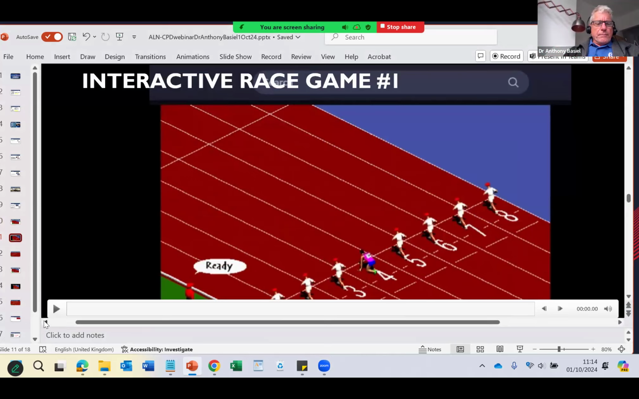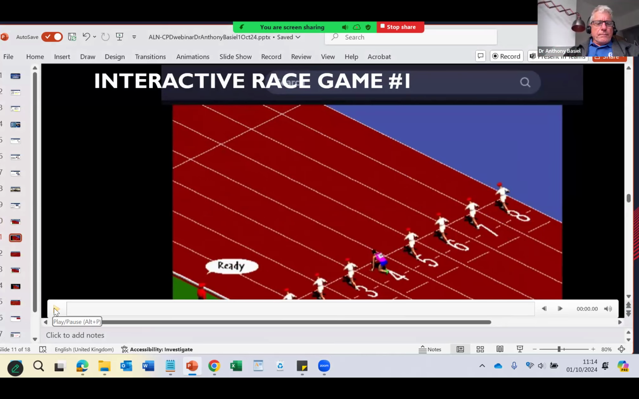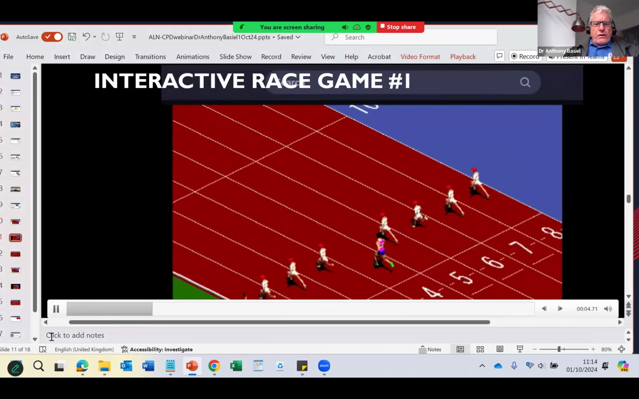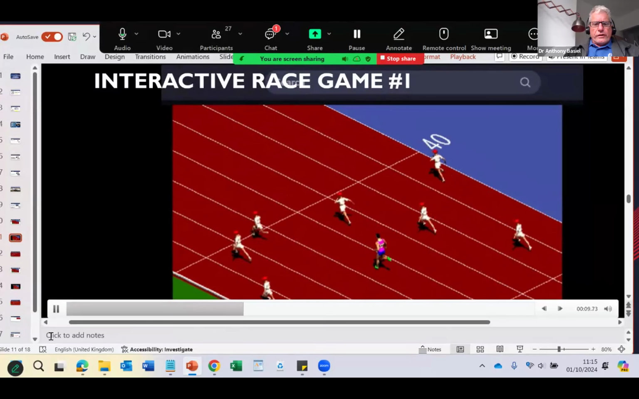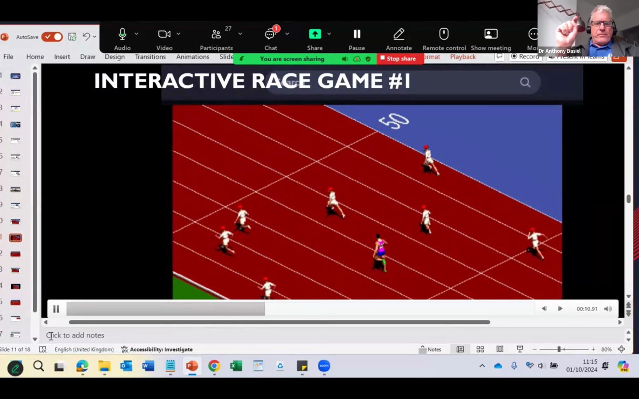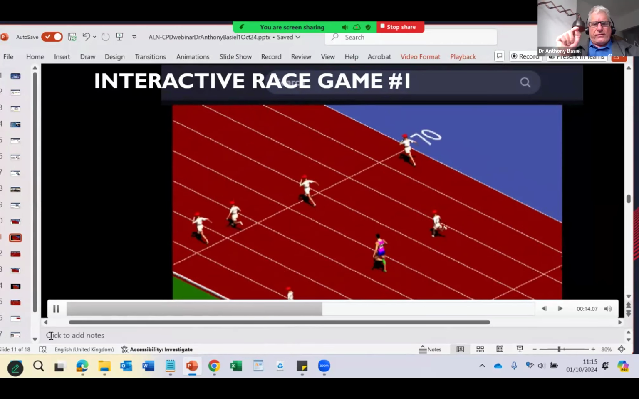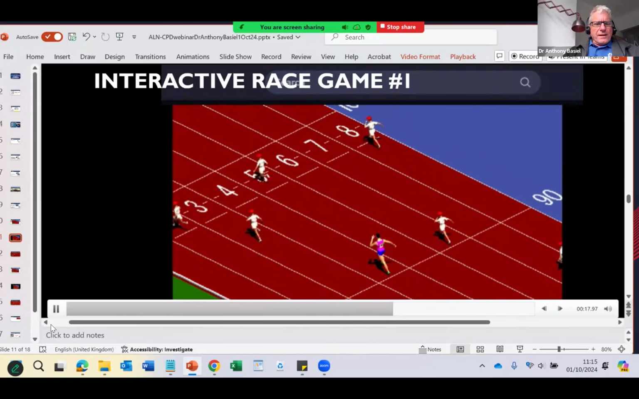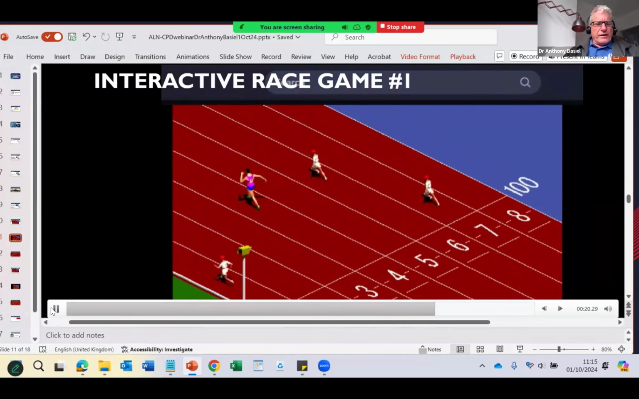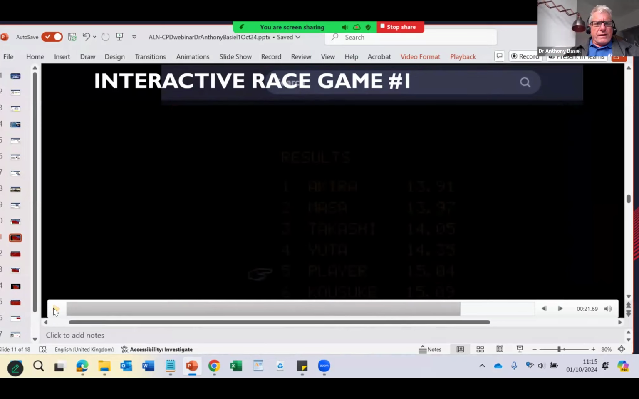And begin. Okay, the gun is off. Our runner is in the blue shorts. And come on, tap those fingers. Tap the keys. Get those arrows going. A little faster. Come on, a little faster. All right.